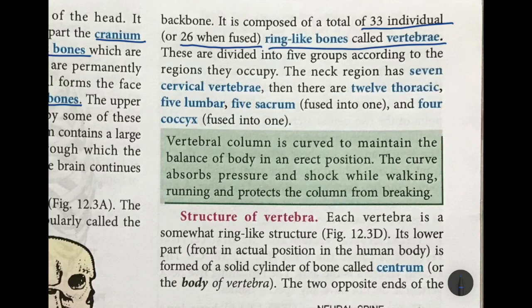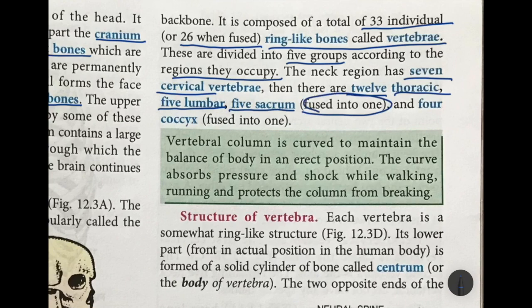These are divided into 5 groups according to the regions they occupy in the body. The neck region has 7 vertebrae altogether, known as cervical. Cervical means the neck. And 12 thoracic, the chest region. 5 lumbar as you move to the upper back part. 5 sacrum as you move to the lower back, which is fused into one bone. 5 vertebrae fused into one. And the last one, you have 4 coccyx, which is fused into one. 4 vertebrae, they are fused into one.